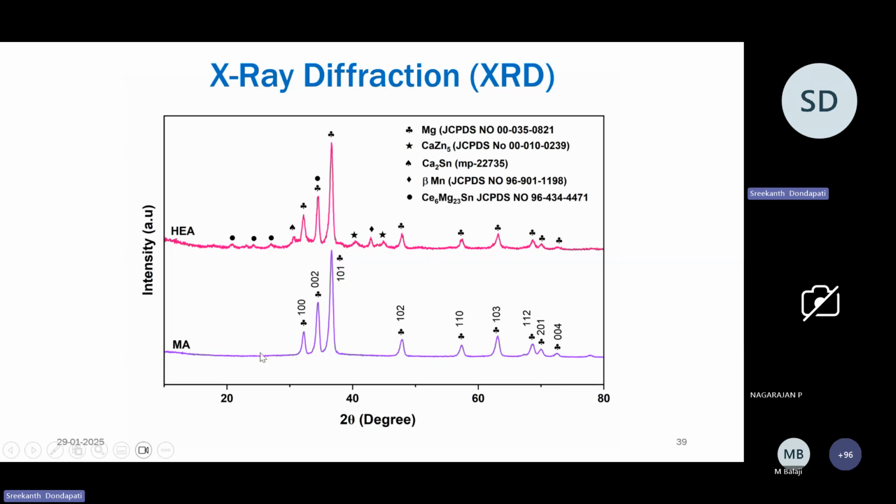Now this corresponds to the microalloy that we have discussed before, that is Magma 7. And this graph, the pink one, refers to high entropy alloy. Surprisingly, we have seen multiple and complex intermetallic compounds where we expected solid solution formation. We listed them out here: CaZn5, Ca2Sn, and beta manganese, of course, and Ce6Mg23 and Sn. So these are all the complex intermetallic compounds which we find in the high entropy alloy.